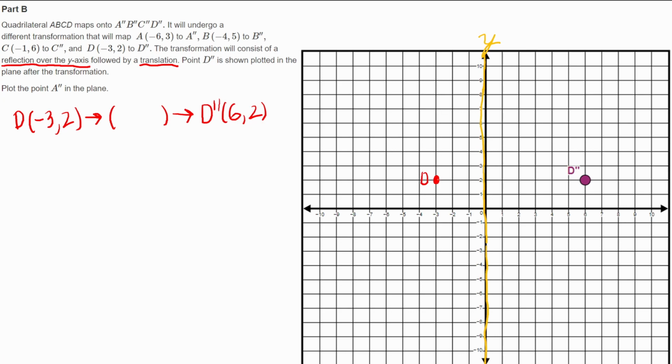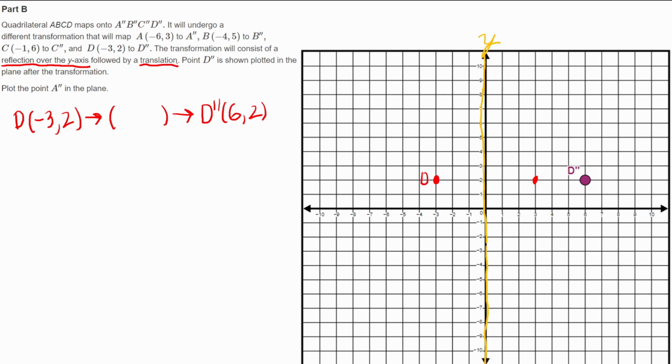We need to reflect. Remember how we reflect over the y-axis? We count to the line of reflection. So I'm at D, and we go 1, 2, 3 to the line, and we want to go the same exact distance away, 1, 2, 3 away from our line of reflection. And this point doesn't have a name. This isn't D prime. This is just a floating point that we made after our first transformation. So this was our reflection.